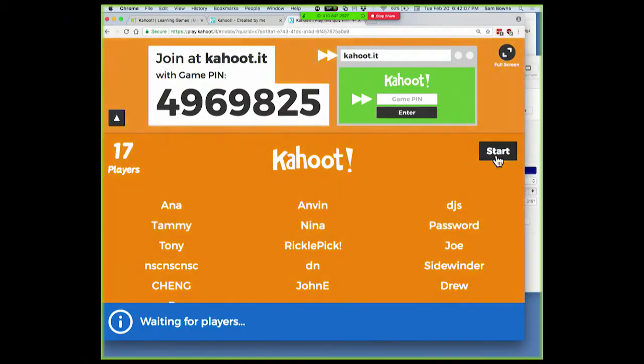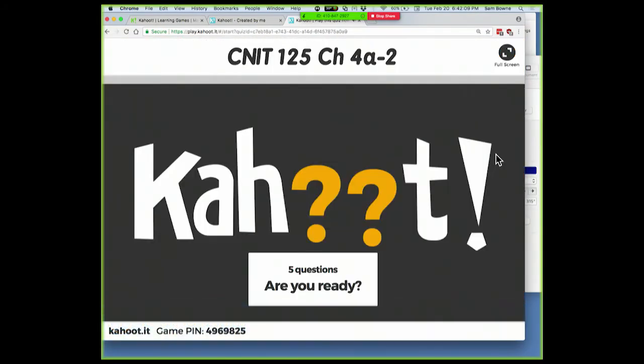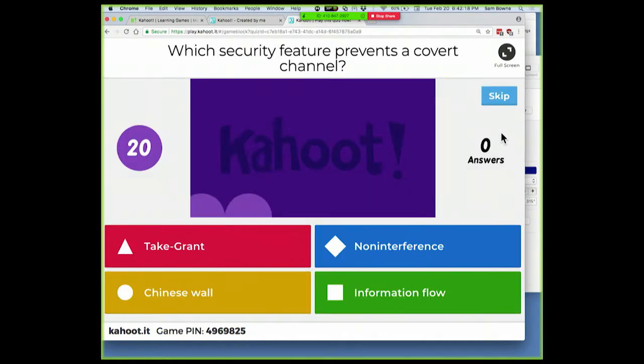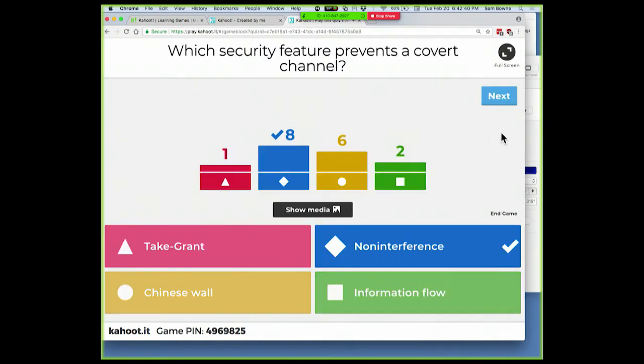All right, looks like we can go. What security feature prevents a covert channel? That's non-interference. If the high-level stuff does not affect the low-level stuff, then there is nothing to measure at a low level that leaks secrets. The classic example is if you watch pizza deliveries near the Pentagon, you can tell when they're making major military deployments because everybody has to stay late and order pizza.